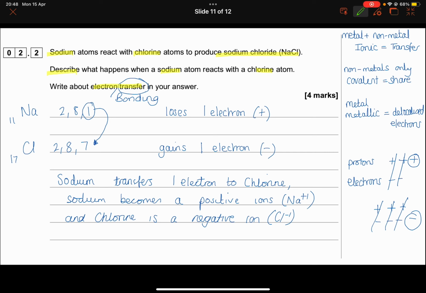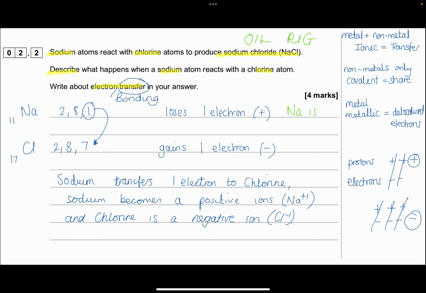Sometimes tied into this question, again, not here, they could have you link this to oxidation and reduction. So oxidation is the loss of electrons. So sodium is oxidized. Reduction is the gain of electrons. So chlorine is reduced. That's how you may remember the meaning of oxidation and reduction in terms of electrons. Oxidation is the loss, reduction is the gain. And I've seen that tagged on to the end of an ionic bonding question for some extra marks.